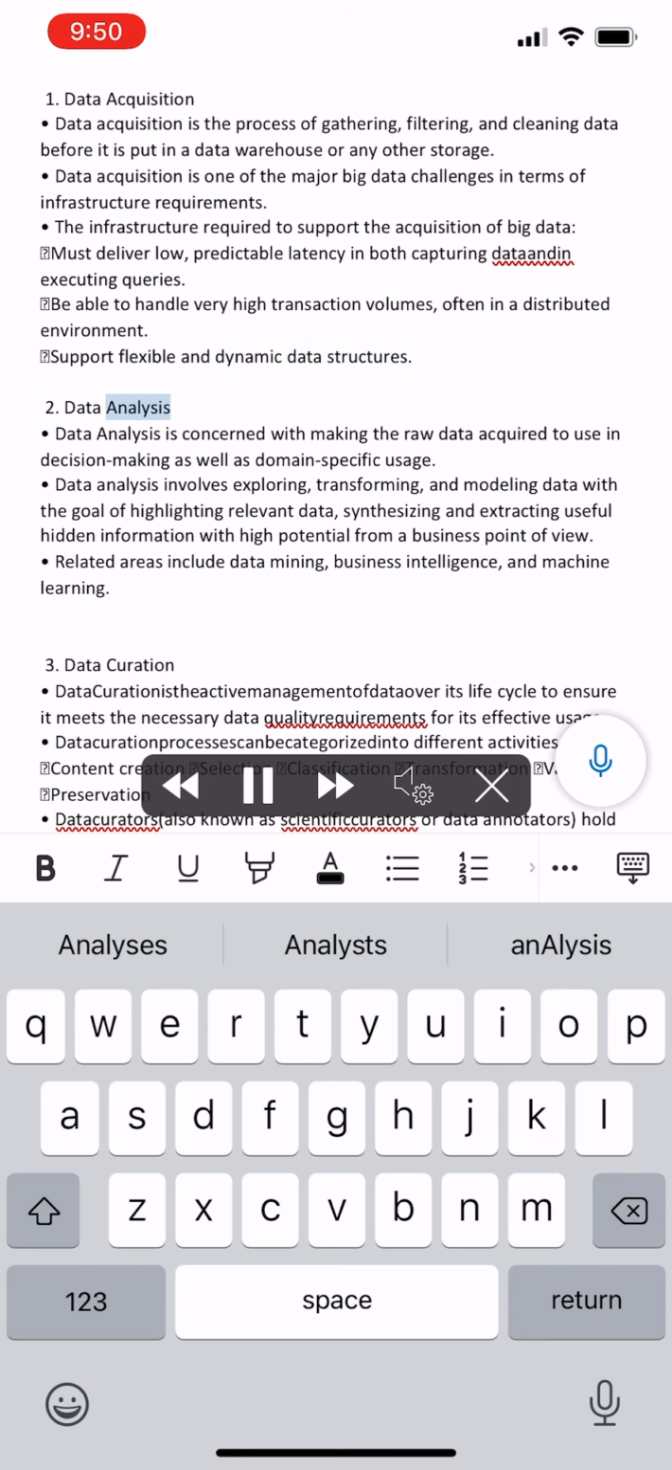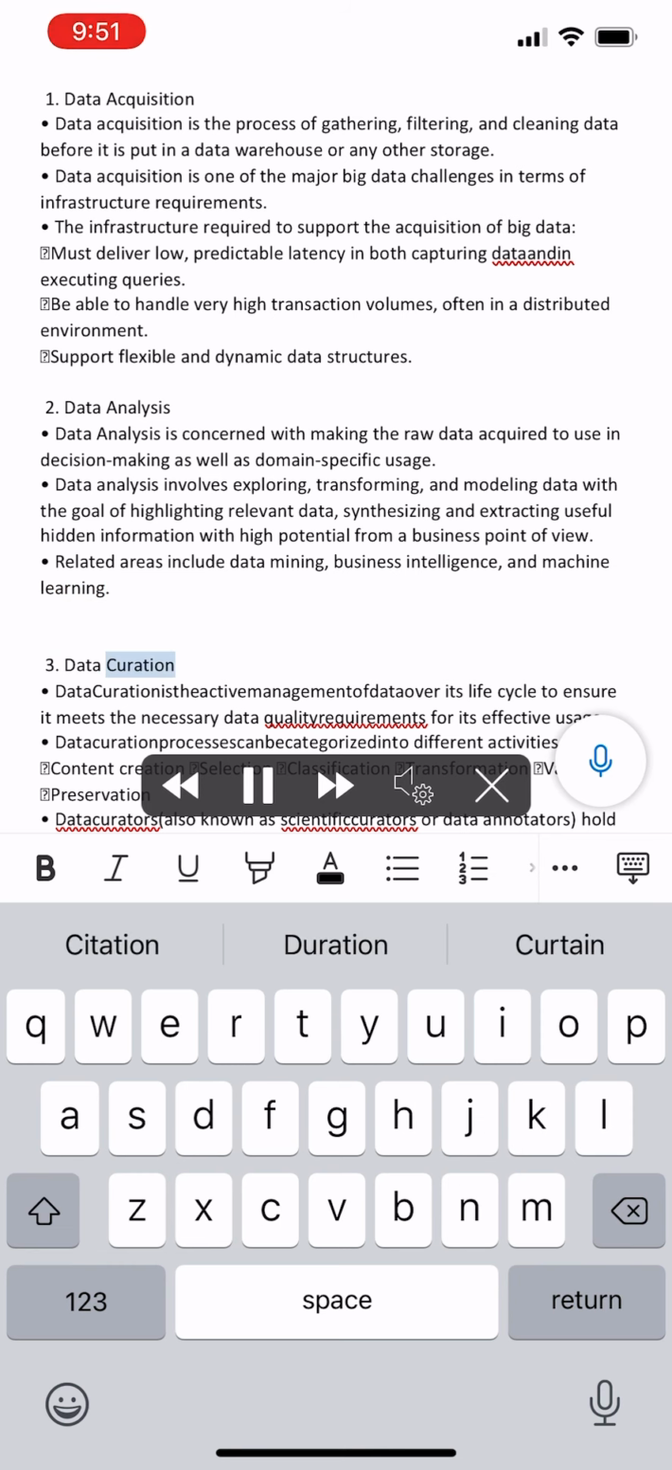2. Data analysis. Data analysis is concerned with making the raw data acquired usable in decision-making, as well as domain-specific usage. Data analysis involves exploring, transforming, and modeling data with the goal of highlighting relevant data, synthesizing, and extracting useful hidden information with high potential from a business point of view. Related areas include data mining, business intelligence, and machine learning.